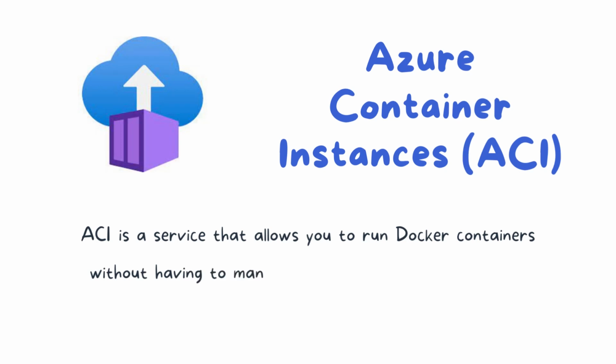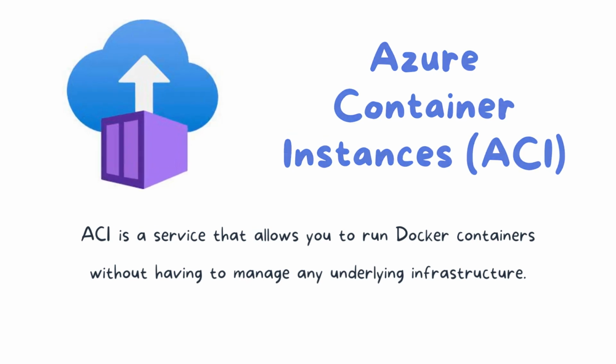Now let's talk about the next service, which is very important, that is Azure Container Instances. In short, we know it as ACI. ACI is a service that allows you to run Docker containers without having to manage any underlying infrastructure. That means it provides a hassle-free way to run your containers, which allows developers to quickly spin up isolated containers and easily execute microservices, background tasks, or very short-lived jobs.